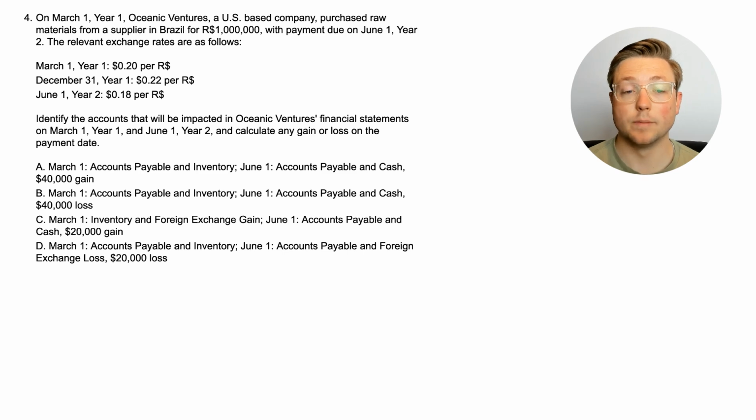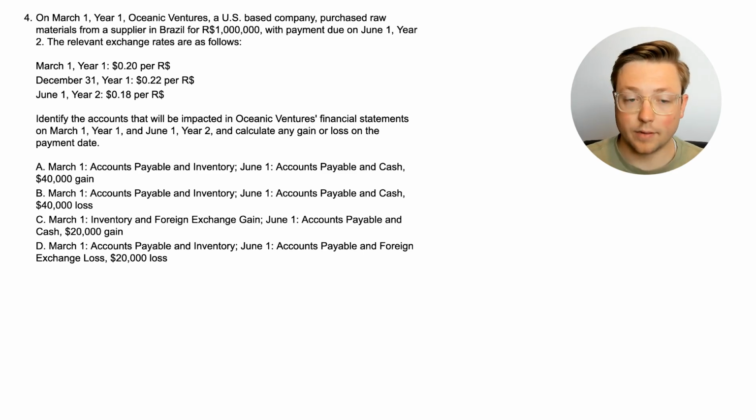All right, here's question 4. On March 1st, year 1, Oceanic Ventures, a US-based company, purchased raw materials from a supplier in Brazil for, and I think I looked this up to understand how to say this, it's a Brazilian real, or I think the plural is reais, which I'm not 100% sure if I'm saying that right, so maybe let me know. But the payment was due on June 1st, year 2. The relevant exchange rates are as follows. March 1, year 1, 20 cents per real. December 31st, year 1, 22 cents per real. And June 1st, year 2, 18 cents per real.